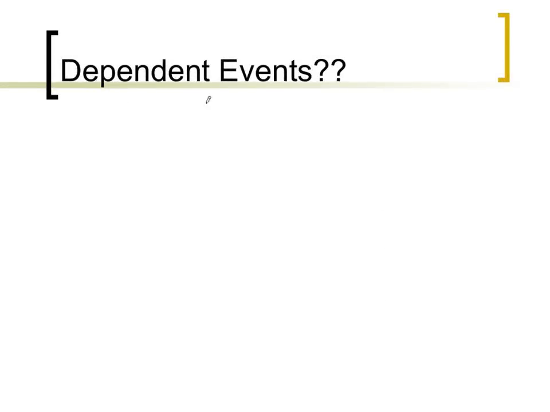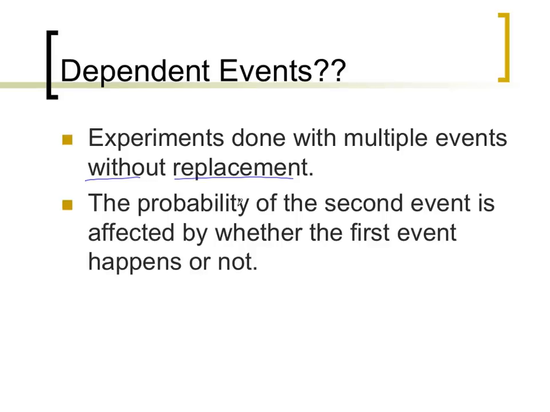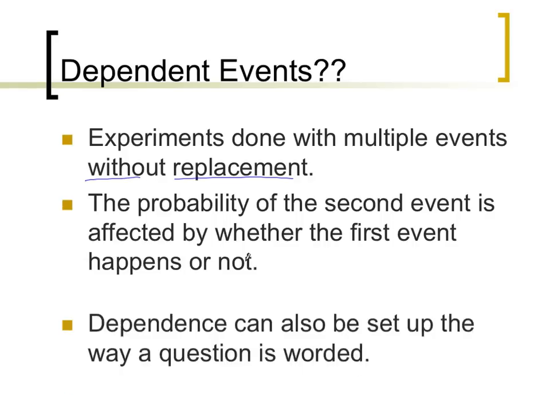So let's talk a little bit more about dependent events. Dependent events happen when experiments are done with multiple events without replacement. By not replacing an item, the second choice that you make is dependent on what happened in that first event. Now the probability of the second event is affected by whether the first event happens or not. So this would also be a dependent event.